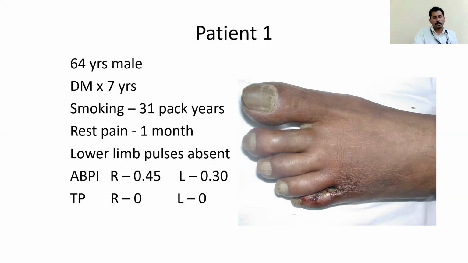So now, the first patient is a 64-year-old male gentleman. He has been diabetic for the past 7 years. He is also a smoker with 31 pack years. He has had rest pain for the past 1 month. On examination, there is an ulcer in the fourth web space. Lower limb pulses are absent. ABPI on the right side is 0.45 and on the left side is 0.3. Toe pressure is 0 on both sides. So would anybody like to give an approach to the patient?